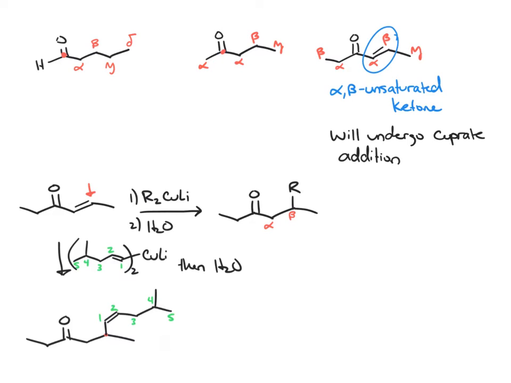Any questions on this? Yeah. Would there ever be a molecule that we were given where there were two alpha-beta unsaturations? Would we have to choose, or would it do both? Nah, don't worry about that. Okay. Don't worry about two alpha-beta unsaturations. Any other questions here?